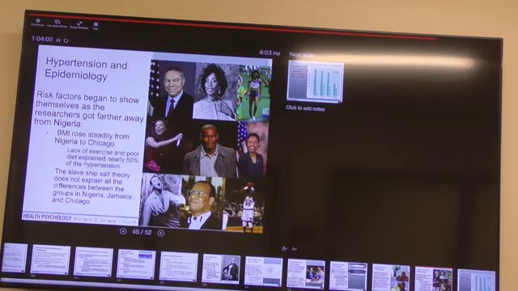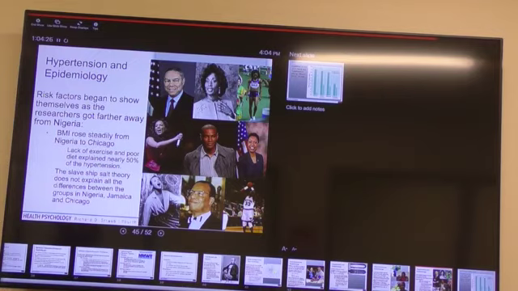BMI rose steadily from Nigeria to Chicago. In other words, they became larger and larger and larger. Lack of exercise and poor diet explain nearly 50% of the hypertension. The slave ship salt theory does not explain all the differences between groups in Nigeria, Jamaica, and Chicago.